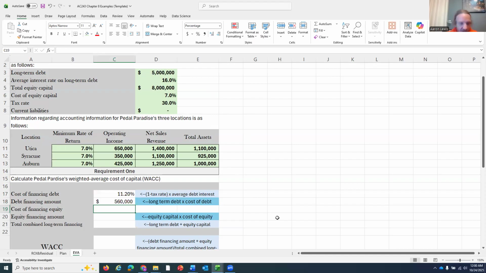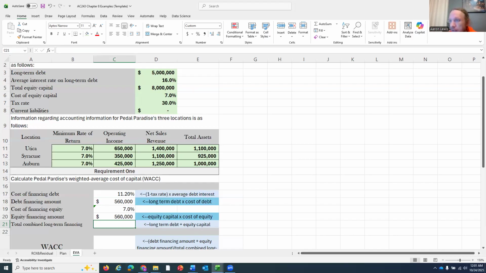Let's go and figure out our other way we can finance stuff, which is via equity. Well, the cost of financing equity in this case is 7%. That's the rate of return on stuff that our investors expect. And we have $8 million of equity on the books. So if we have to pay out 7% of that in the form of dividends, if you will, that's $560,000 a year.